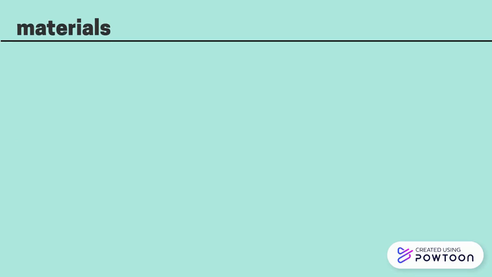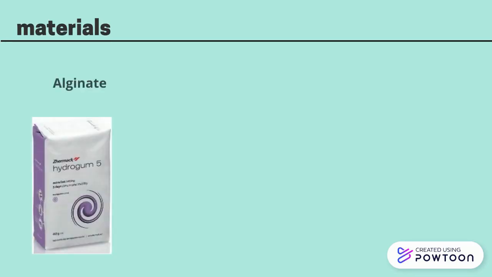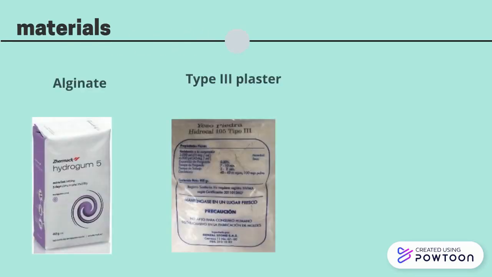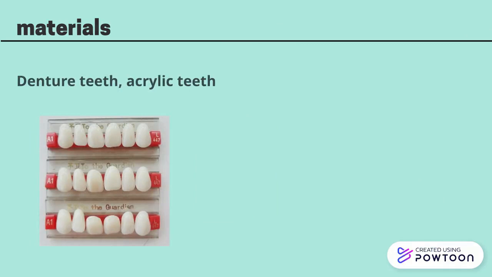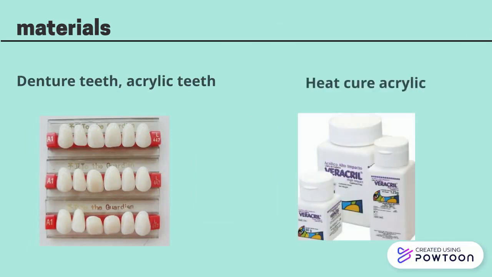The basic materials of the prothesis are structural alginate, impression material, type 3 plaster to make the study model, paraffin to make the base of the prothesis before acrylating, prothesis teeth, acrylic teeth that are chosen in shape, size and color according to the physiognomy of the patient, and heat curing acrylic to finish the prothesis.